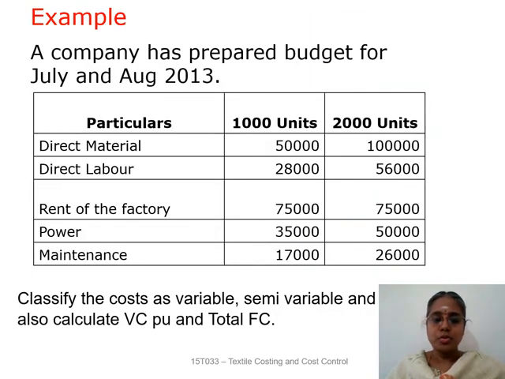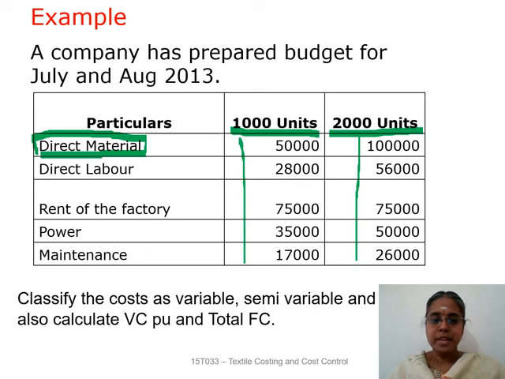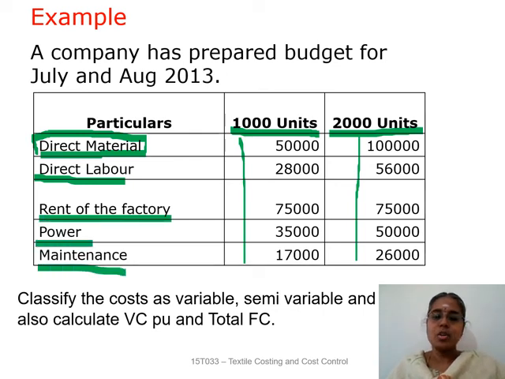So I want you to do this problem now. I want you to take your note and calculator. A company has prepared a budget, and in that for 1,000 units, these are the various costs, and for 2,000 units, these are the various costs. You have 5 headings: direct material, direct labor, rent of the factory, power, and maintenance. I want you to identify first what type of costs these are. How will you find out this?